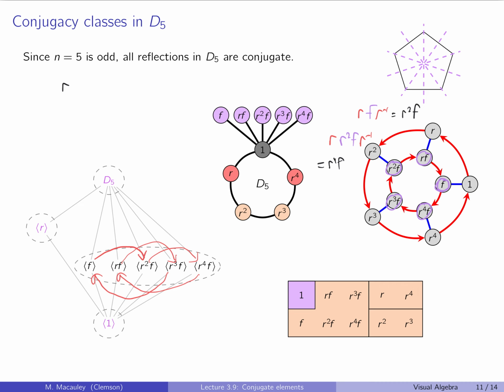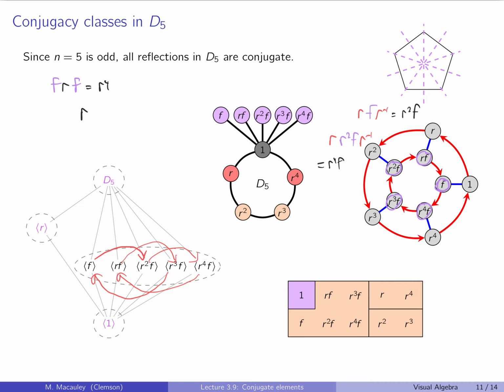So if we do f r f inverse, let's check. That's f f r f inverse. That is r to the 4th. Maybe I should have done that with blue. Oh well. But now let's actually check. I claimed if we conjugate it by any reflection, we get r to the 4th as well. So first of all, r doesn't commute with any reflection, so we know that if we conjugate it, we'll get a different rotation. The question is just which one.